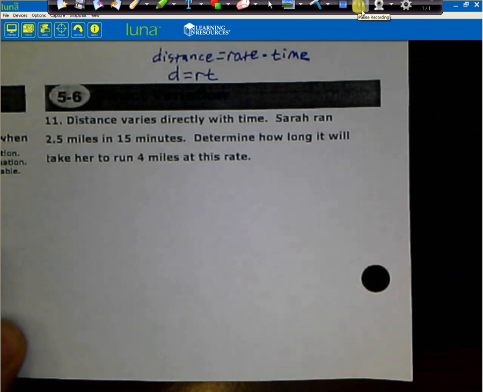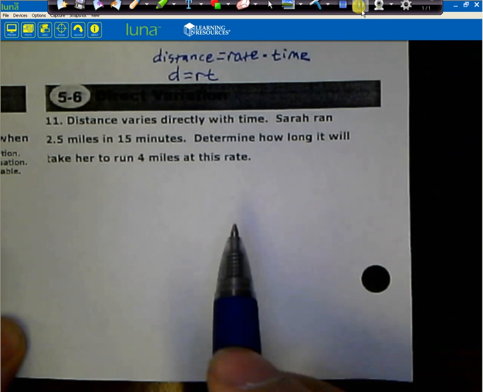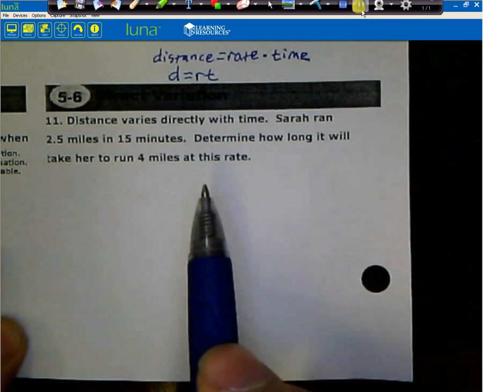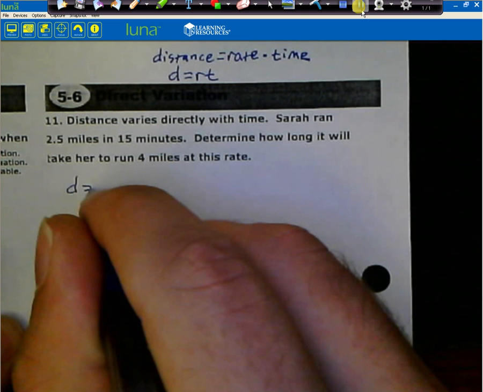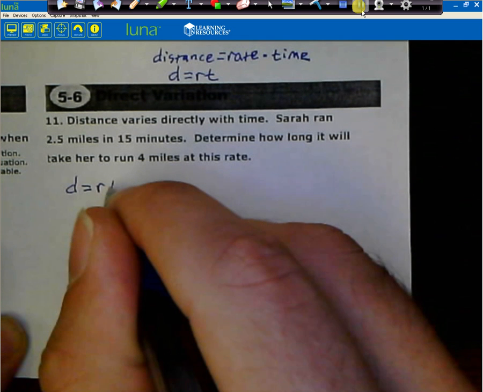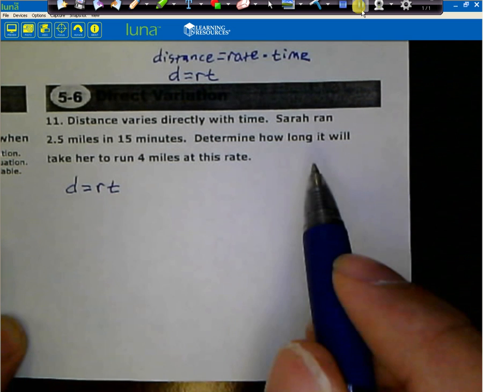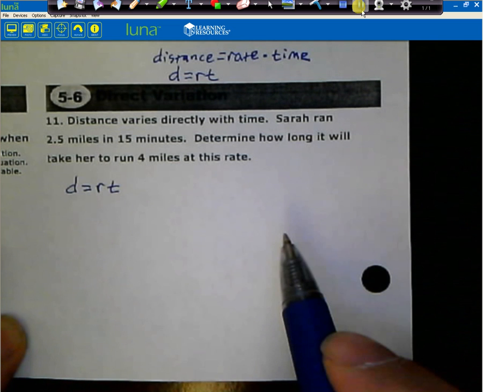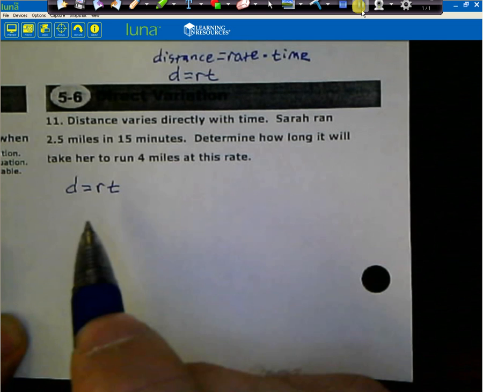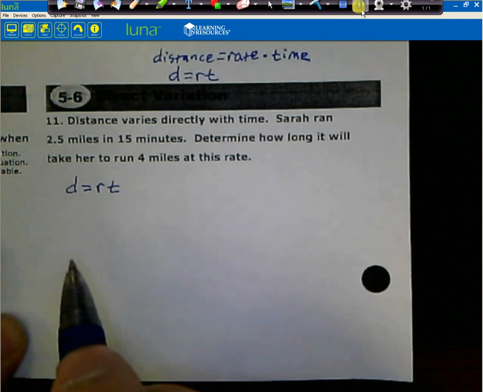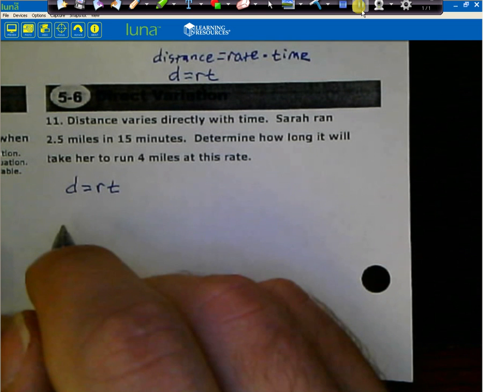Alright, number 11, last one. Distance varies directly with time. So this is another one of these D equals RT problems. Alright, it says that Sarah ran 2.5 miles in 15 minutes, which is actually a phenomenal pace. I think that's something like a 6-minute mile, which is pretty darn good.